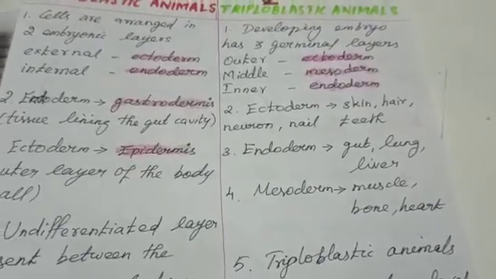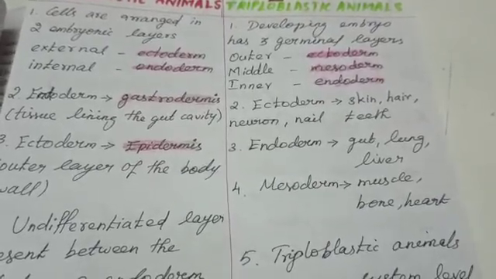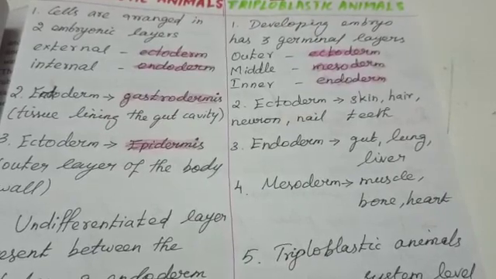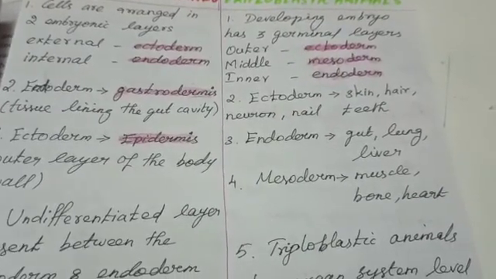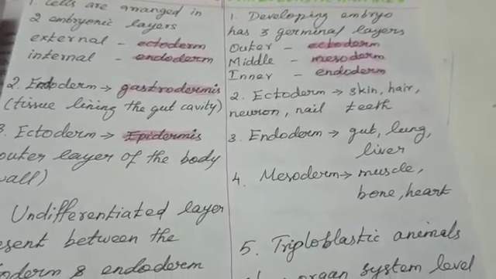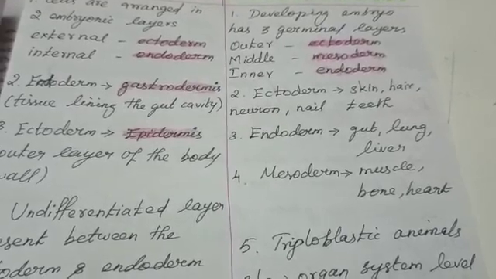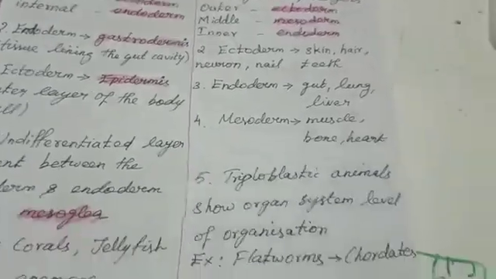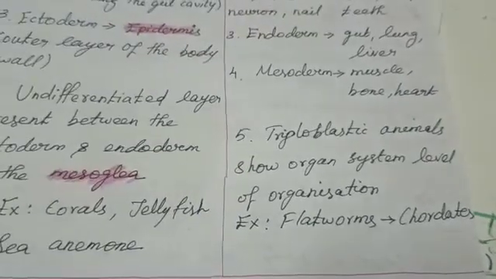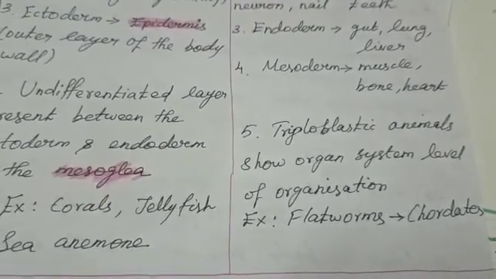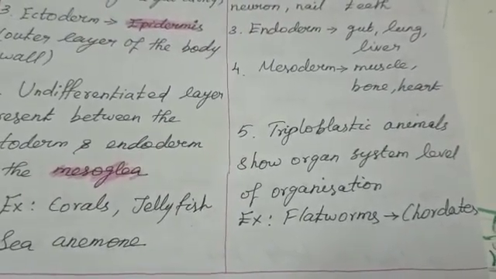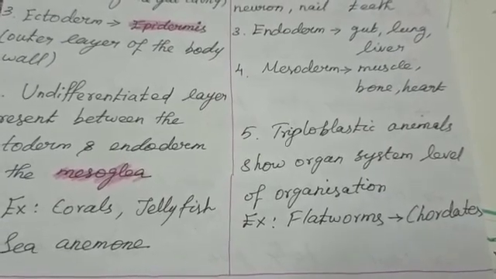The ectoderm is responsible for the formation of skin, hair, neurons, nails and teeth. Endoderm is for gut, lung, liver development. Mesoderm is for muscle, bone and heart development. Triploblastic animals show organ system level of organization. Examples are flatworms to chordates, which come under this category.